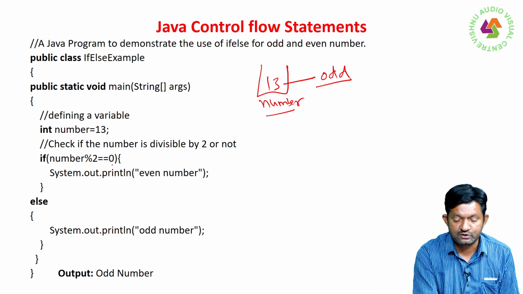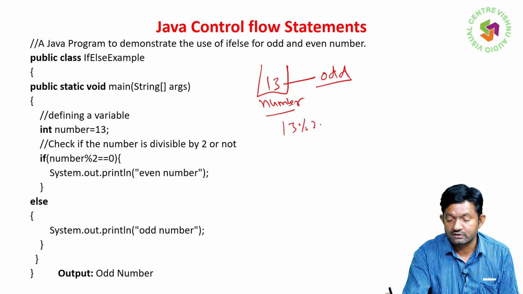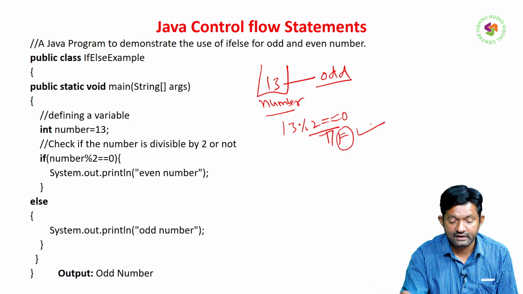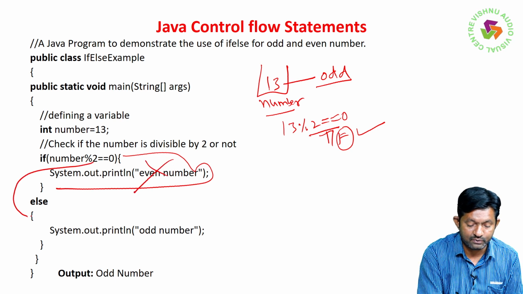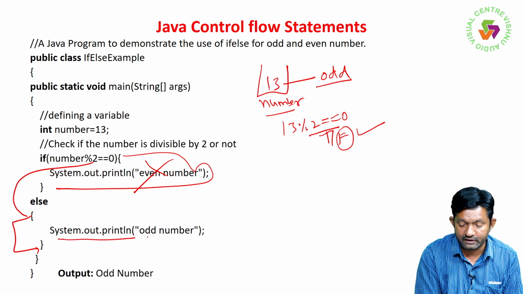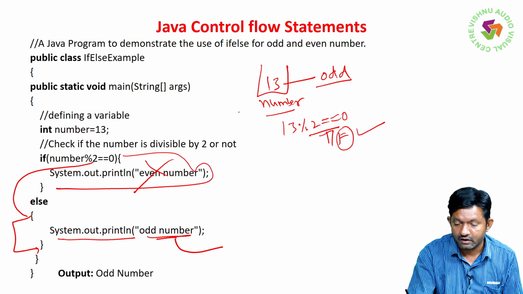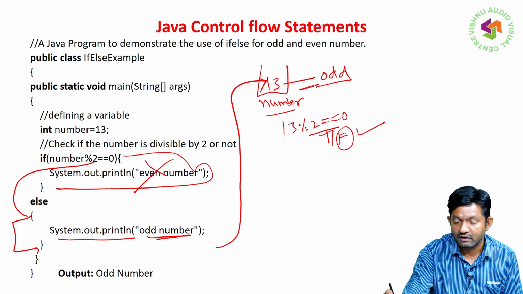If number modulus 2 is equal to 0: 13 modulus 2 is equal to 0, true or false? The condition has failed, so it will not execute and goes to the else part. In the else part, System.out.println odd number. Manually we know that 13 is odd, so that's why it prints odd number.